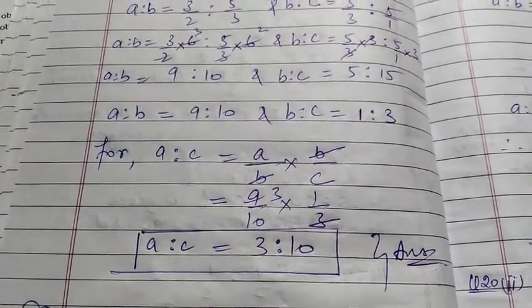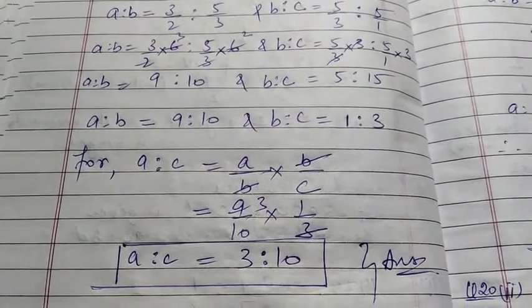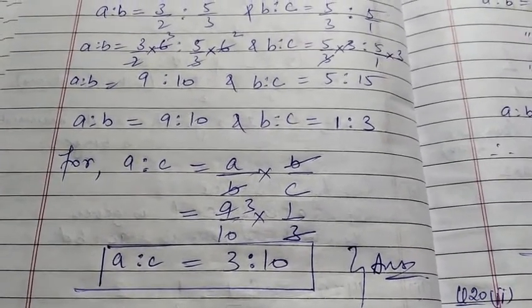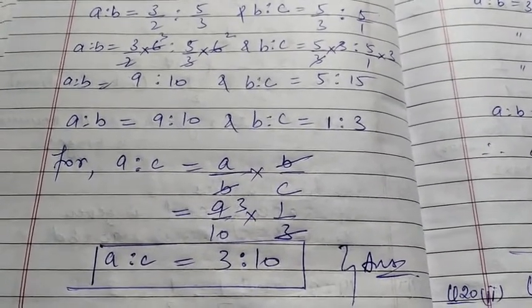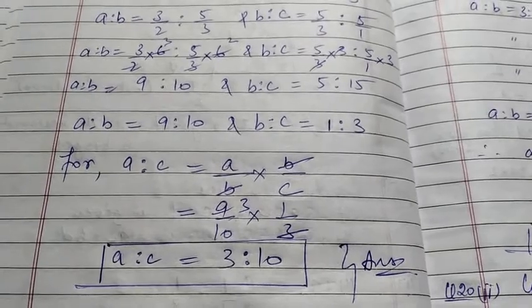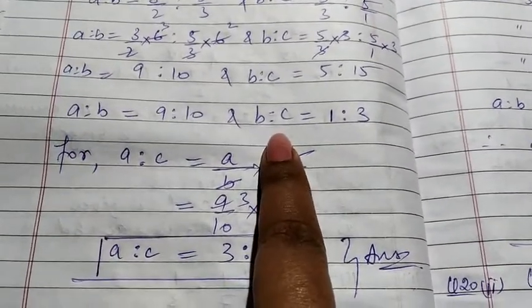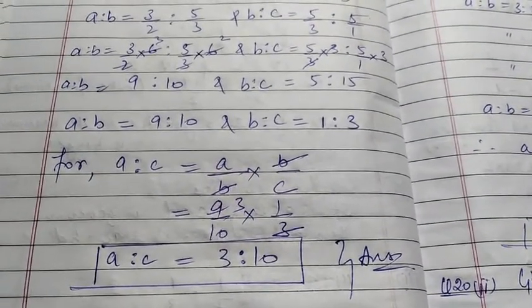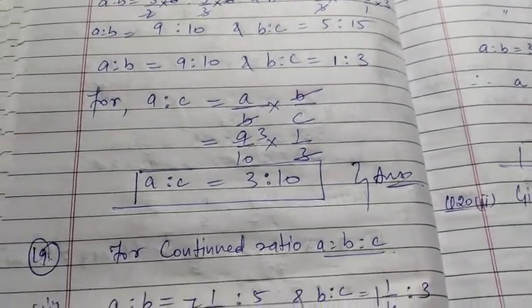Now to find out A:C means we do not want B. You can see B is common in both. So suppose if we multiply the first ratio with the second ratio, that is A upon B multiplied by B upon C. So our B will get cancelled because in this the B is the denominator and here the B is numerator. And the numerator and denominator get cancelled, and finally we'll only get A upon C or A:C. So here you've got your answer.